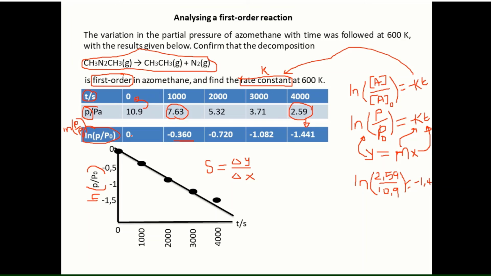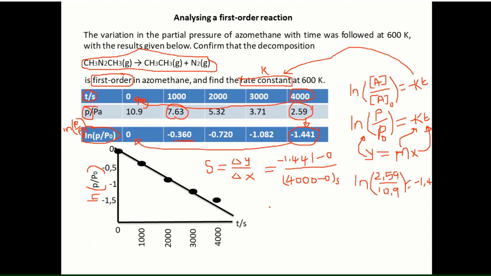So when we say change in y, this means it's y final, which is this value, minus y initial, which is this value. In terms of change in y, it is going to be negative 1.441 minus 0, divided by change in x, which will be this value minus this t0, which will be 4,000 minus 0. All these are in seconds because time is in seconds.